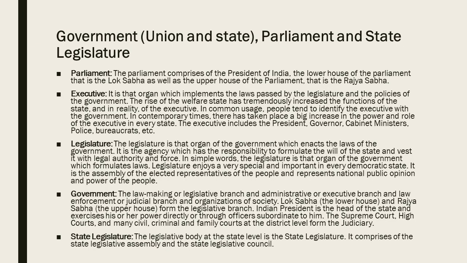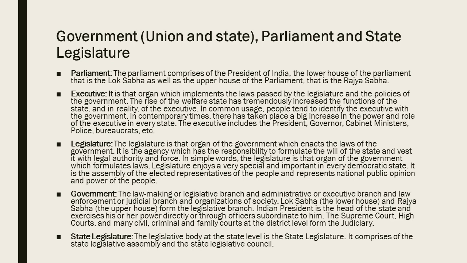The government and the parliament and the state legislature: the parliament consists of the president, the lower house of the parliament, that is Lok Sabha, and the upper house of the parliament, that is Rajya Sabha. The executive is an organ which implements the laws passed by the legislature and the policies of the government.